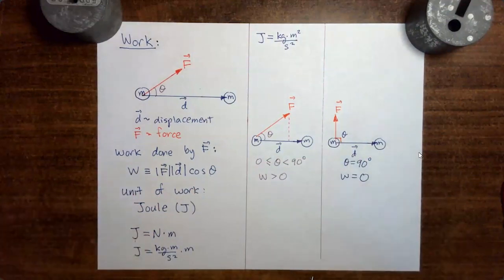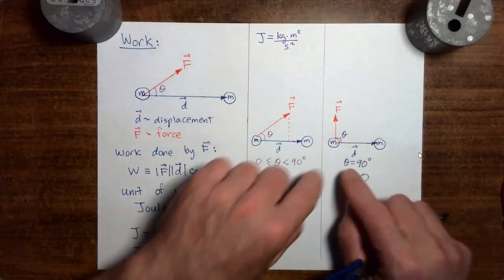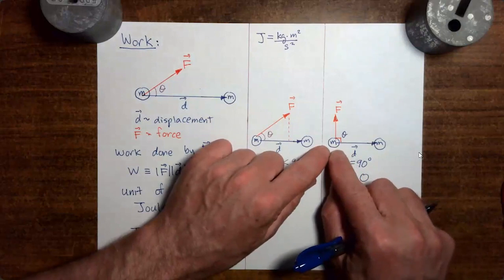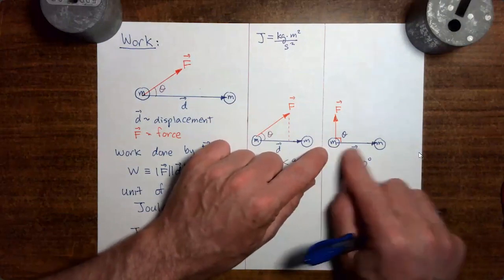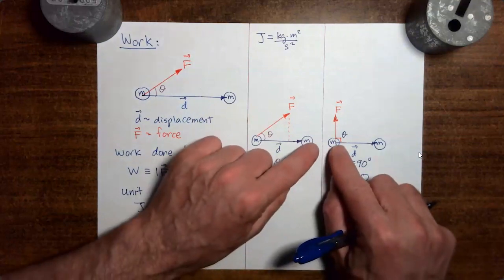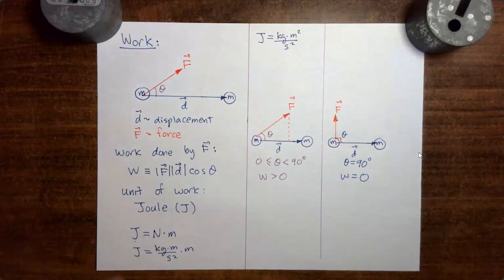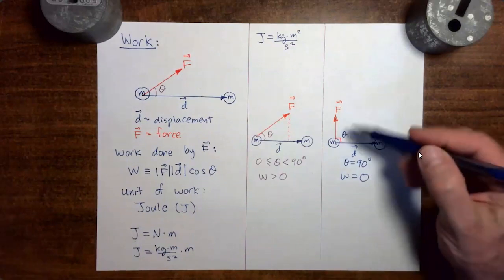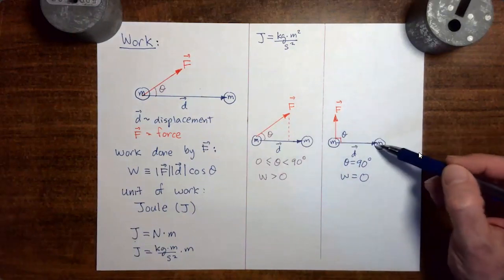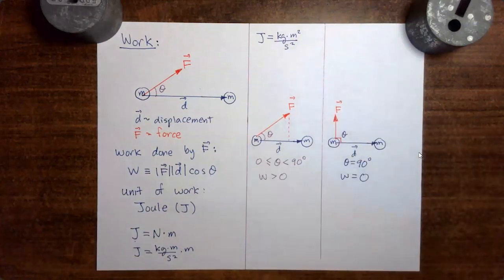Okay, so what is this telling us? Well, the mass is going to the right. The force does not have a rightward component, so the force is not helping the mass to get where it's going. But on the other hand, the force does not have a leftward component either. It is not opposing the motion. So in this situation, with a right angle between the displacement vector and the force vector, the force is just neutrally pointing off to the side. It does zero work.